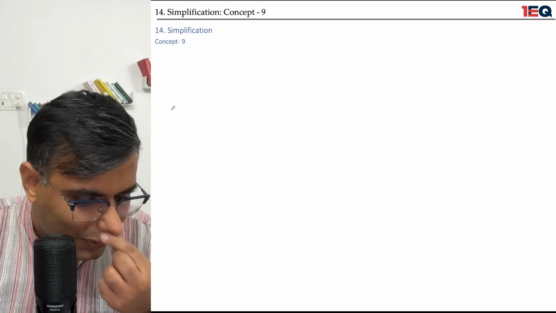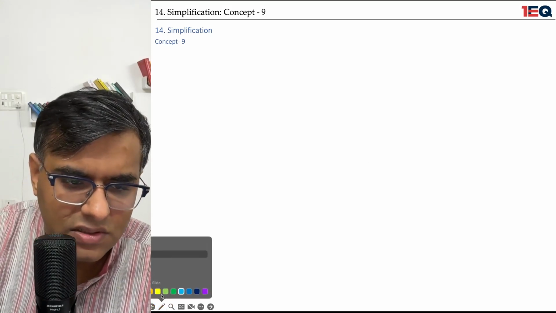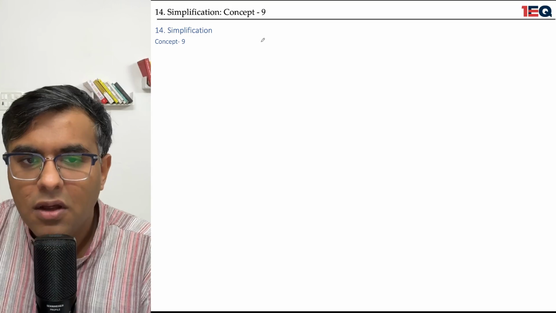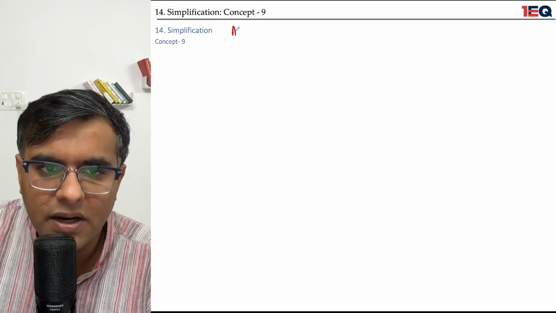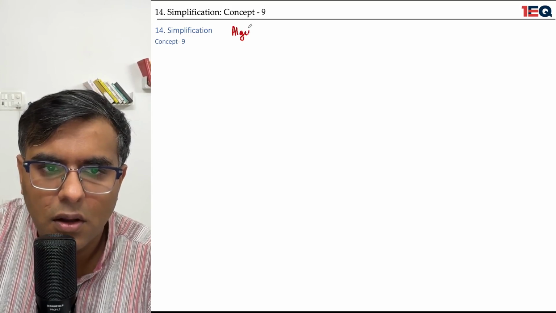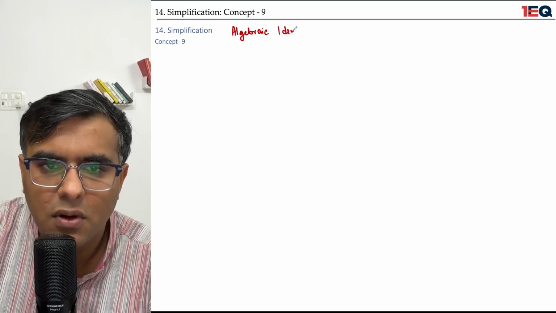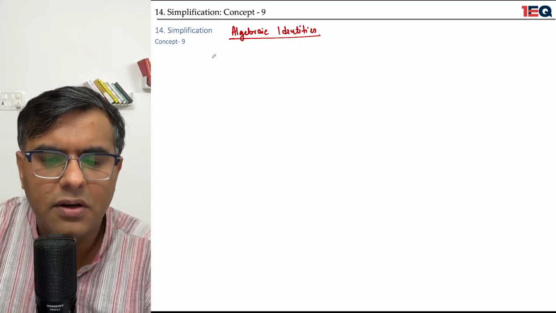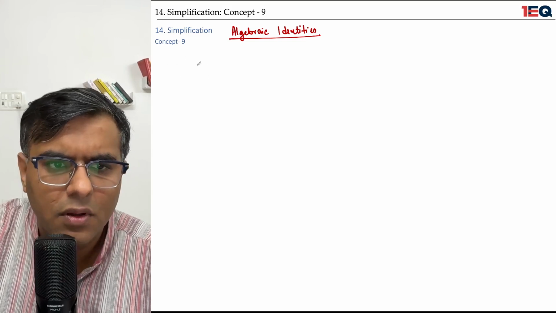Before introducing you to concept number 9 of simplification, there are a few standard identities which I and all the examiners across all the different examinations would expect you to know. These are the simple algebraic identities which you need to know. You've already learned them in school, but I'll be helping you revise them today.